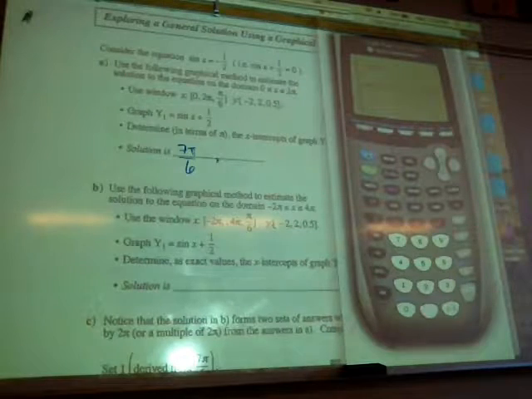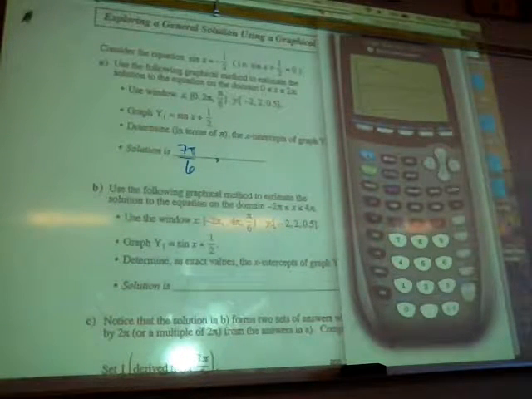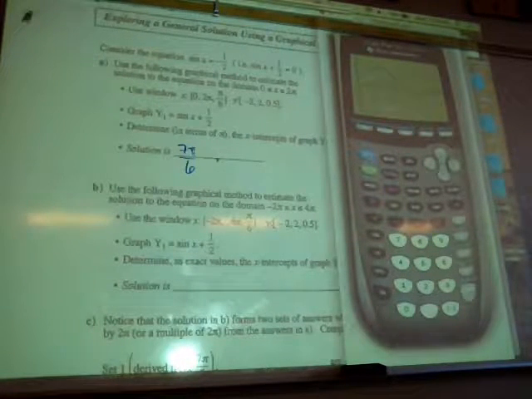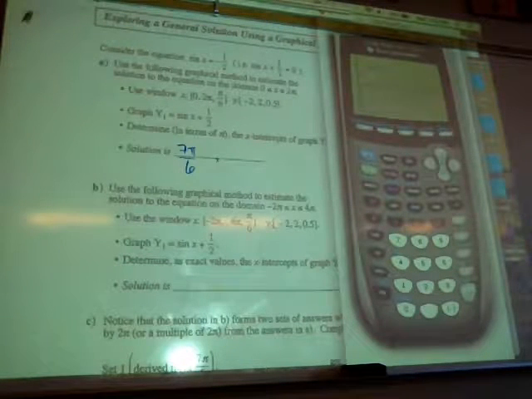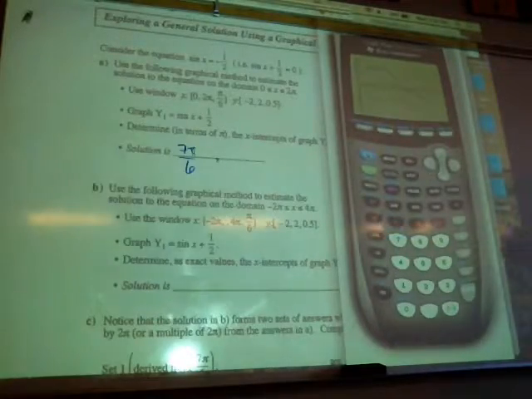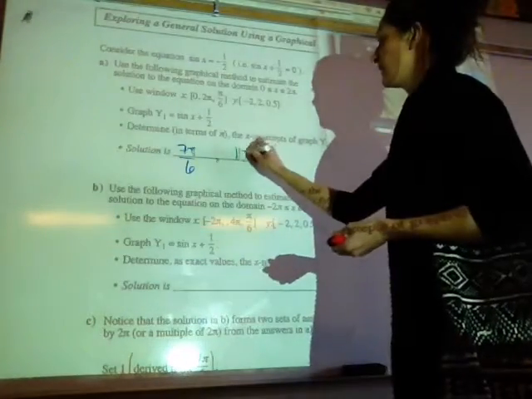If you're still not getting the right graph, you should always double check what mode you're in. If your window settings are in radian measurements, then you should be in radian mode. So if we traced our next x-intercept and then divided by pi, you should have gotten 11 pi over 6.